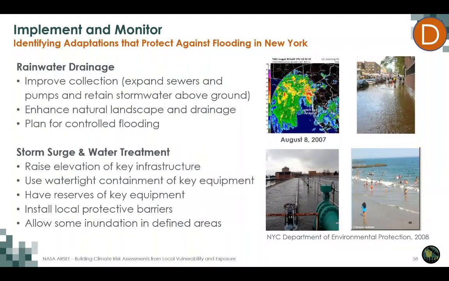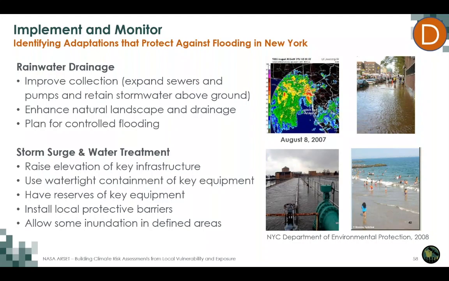Here's just some examples of different things that were done, different implementations and actions that were done within New York City and proposed adaptations around this area. As we did assessments in New York City, we identified damaging potential of extreme heavy rainfall events. So one thing that was suggested there would be to improve the capacity for rapid collection of heavy rainfall. That basically means allowing our sewers and pumps to retain stormwater in holding areas and to move it through the system more rapidly. That also includes natural landscape and drainage and plans for controlled flooding.